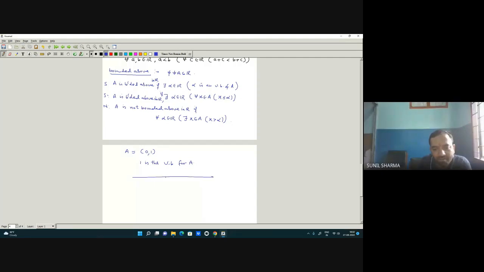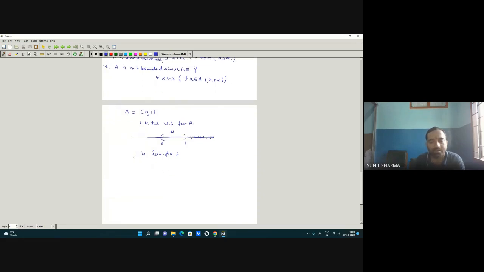Yes. If I take my set A to be (0, 1), this is my set A. All numbers which are greater than or equal to 1 are the upper bounds for this set A. So 1 is the least upper bound. So can you tell me how we can write the definition for least upper bound?